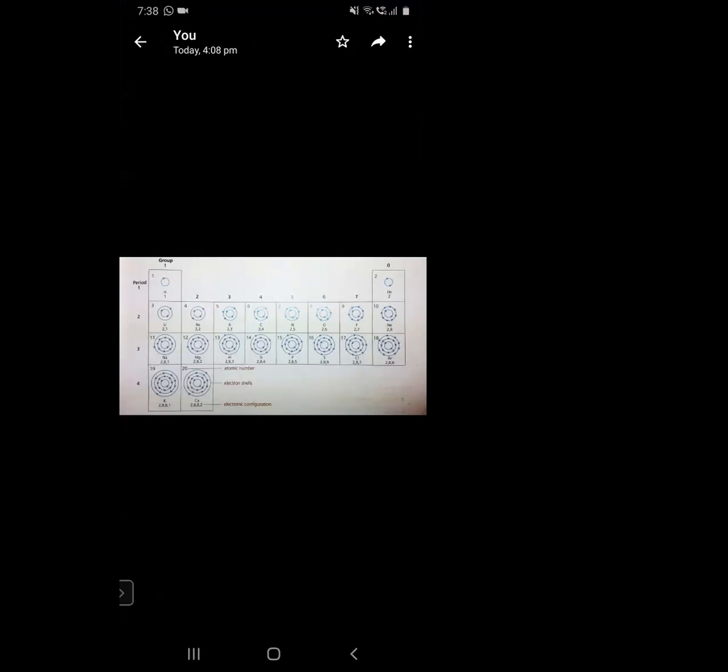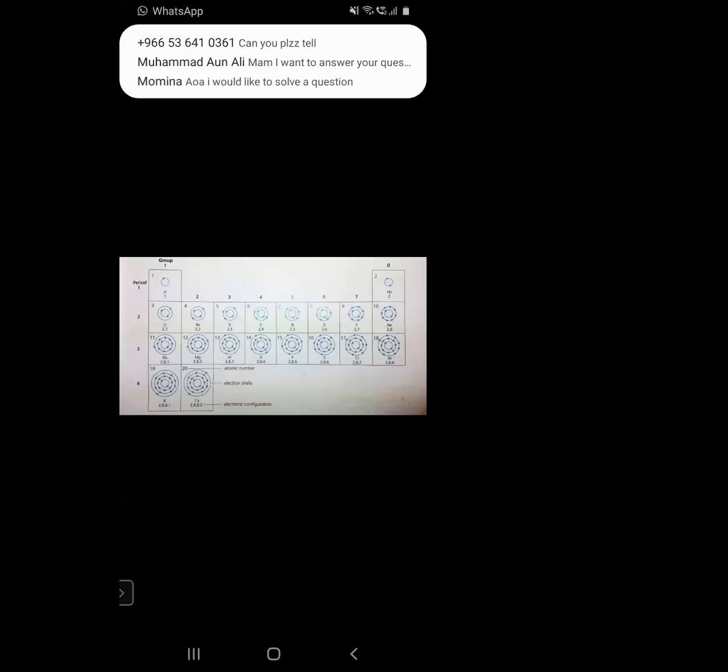So the number of the group represents the number of electrons in the outermost shell, and the number of the period represents the number of shells. Please keep that in mind and remember it. This is very important. It will help you in the future in understanding a lot of stuff. So group 1 means 1 electron in its outermost shell.